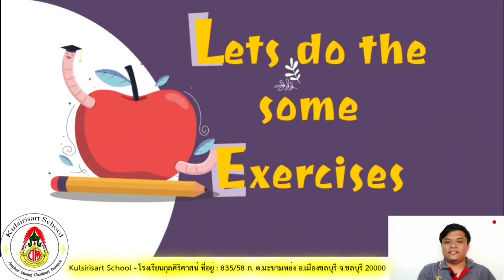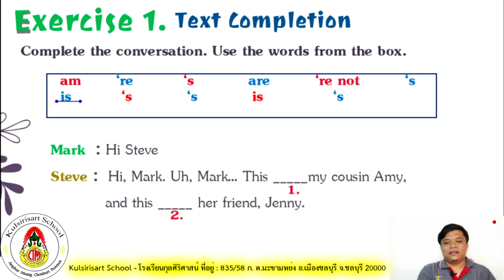Okay, let's start. Let's do some exercise. Please open your book to exercise number 1, text completion. Complete the conversation. Use the words from the box. As you can see, we have different kinds of verbs to be up there. We have the contracted form, and we have also the complete form, are and is, also with the word am. Remember, the contracted form of is is apostrophe s, and apostrophe re is the contracted form of the verb to be are.